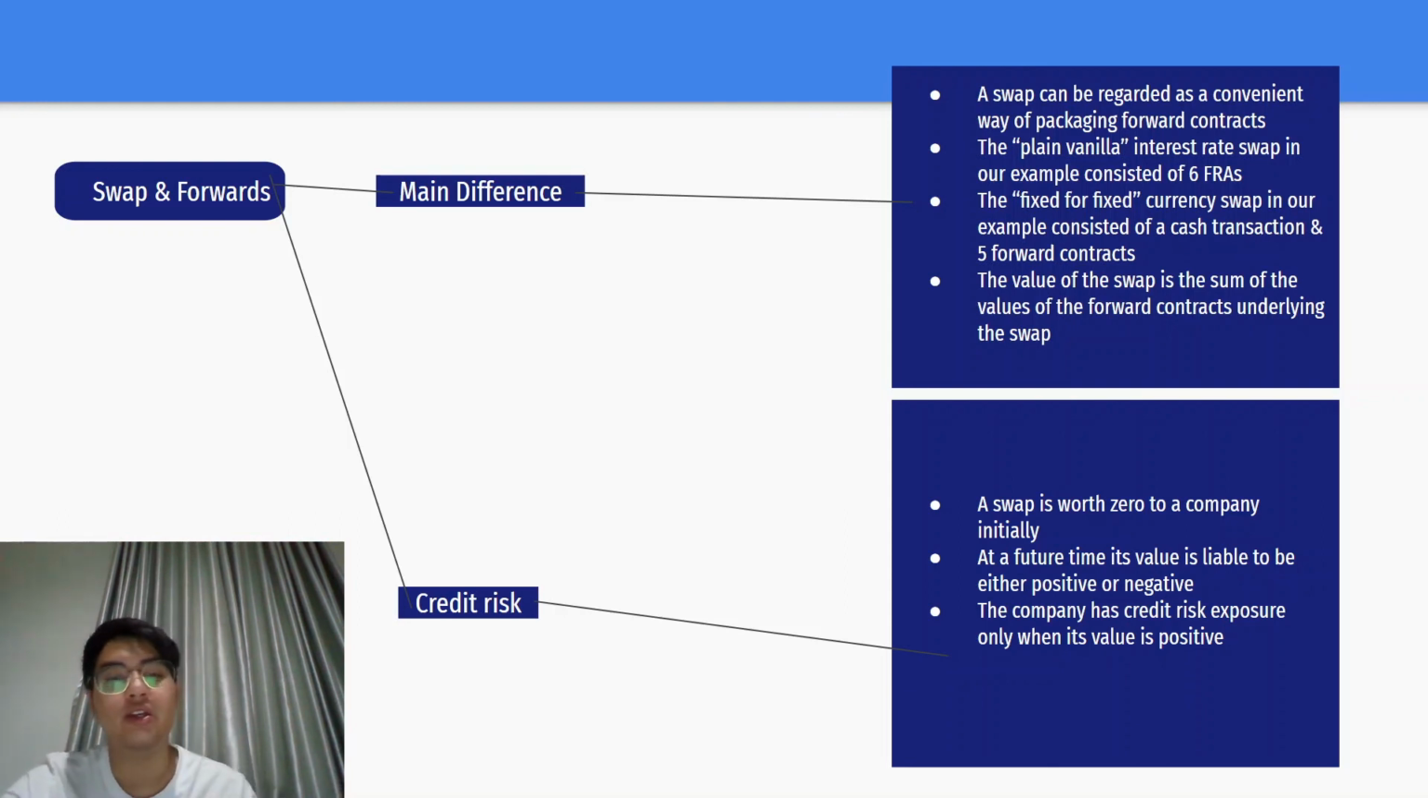Second subtopic is regarding credit risk. A swap is worth 0 to a company initially. At a future time, its value is liable to be either positive or negative. The company has credit risk exposure only when its value is positive.